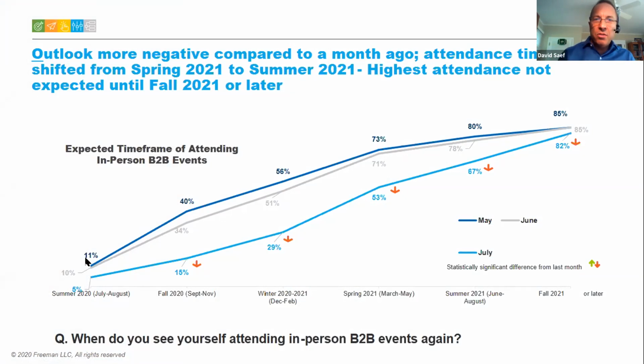What that basically shows is that as we moved from May to June to July, people got more negative about going back to events. In the July results, you can see that instead of 56% of the people going back in winter of 2021, that moved really out to spring of 2021. So we're seeing 70 to 82% of folks who are really going back summer of 21 to fall of 21. What does that mean for your event?